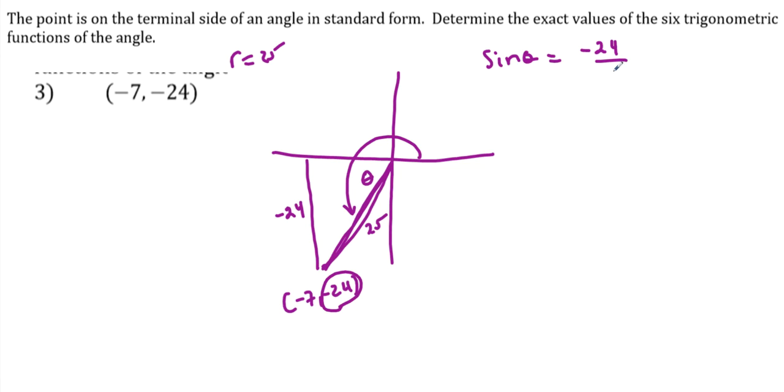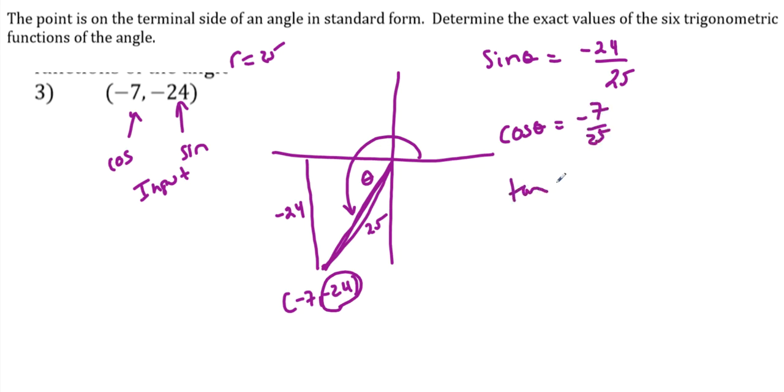And you're going to start seeing a pattern here. I'm not going to need to draw this triangle every time because I'm going to employ this as my sine, and this is going to be my cosine input, okay? And I won't need to draw this picture anymore. So my cosine of theta is going to be negative 7 over 25. And my tangent of theta is going to be opposite over adjacent. So that opposite being negative 24 over negative 7, which is equal to positive 24/7.